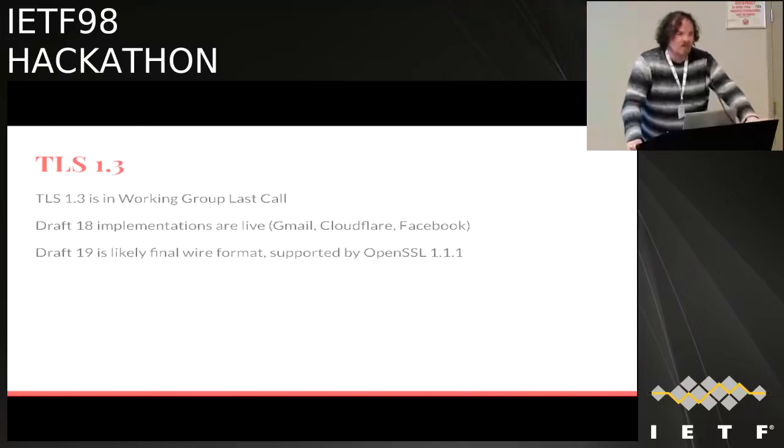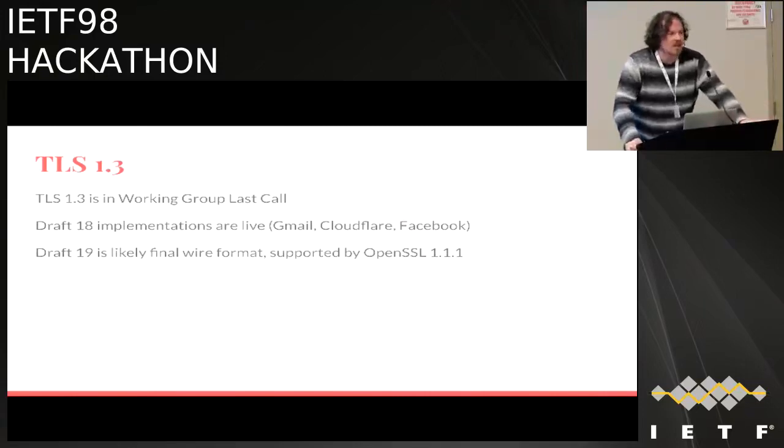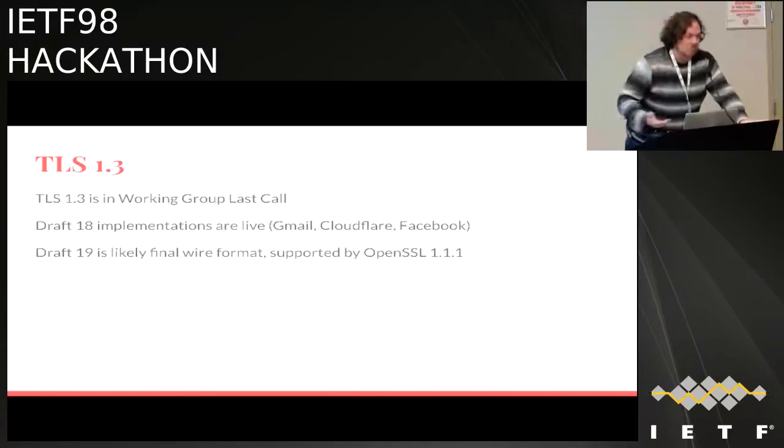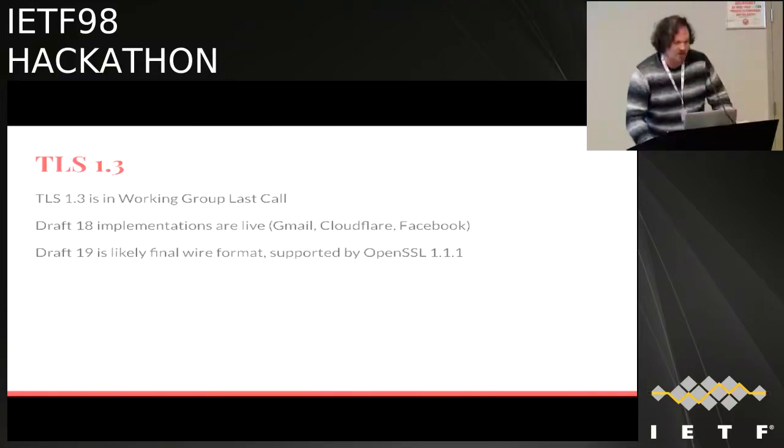including websites, including Gmail, at almost all sites that use Cloudflare. Facebook has an experimental site that uses it. TLS 1.3 and 0RTT with draft 18 work on these. So this is great. Draft 19 is supposed to be the wire format final version. OpenSSL supports this. And a part of this hackathon was to try to move some of the implementations up to the very last draft 19.